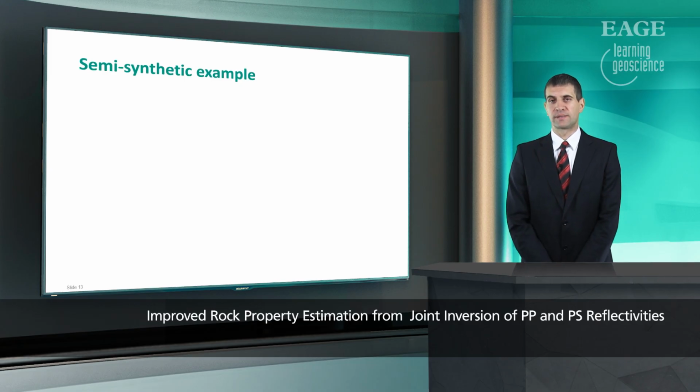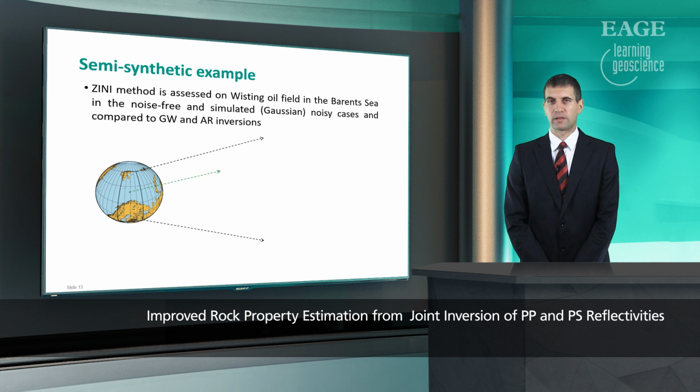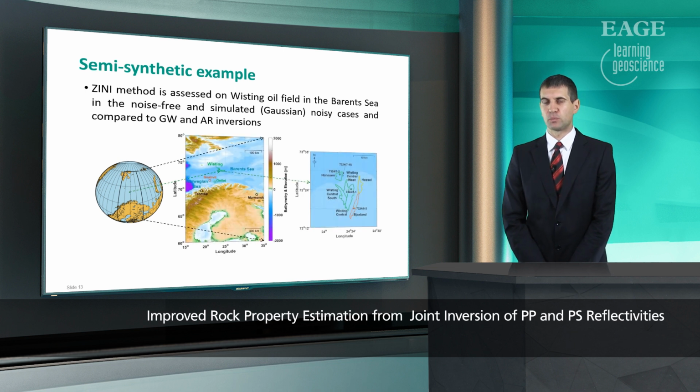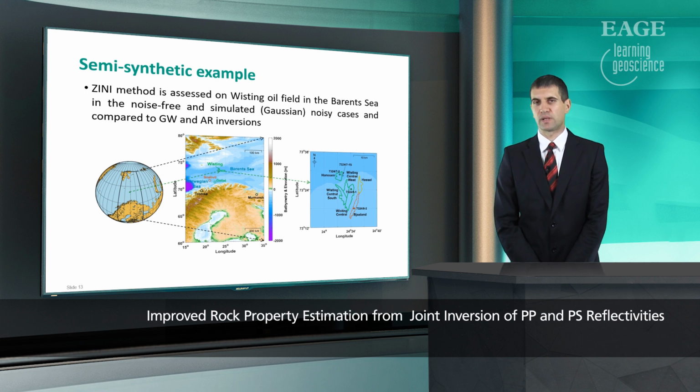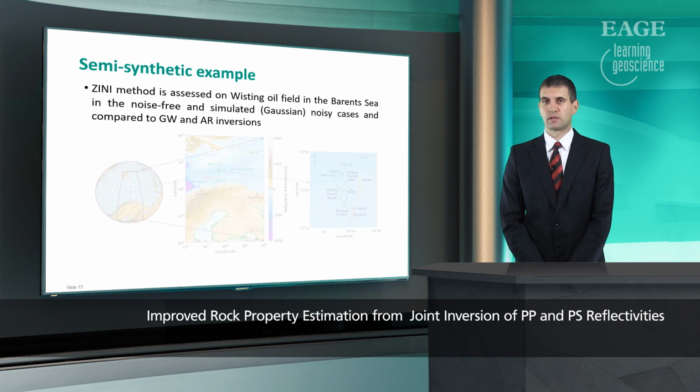Let us now look at the Zinio method on a semisynthetic example. As introduced earlier, real P2P gathers from the Wisting oil field in the Barents Sea were used to perform a P2P only inversion of all 4 elastic ratio parameters. Thus, P2S reflection coefficients were calculated by forward modeling from the Zoeppritz equation for P2S wave. The real P2P gathers were assumed to be noise-free, and Gaussian noise was added to them, as well as to the synthetic P2S gathers, in order to assess the sensitivity of the Zinio method to random noise.